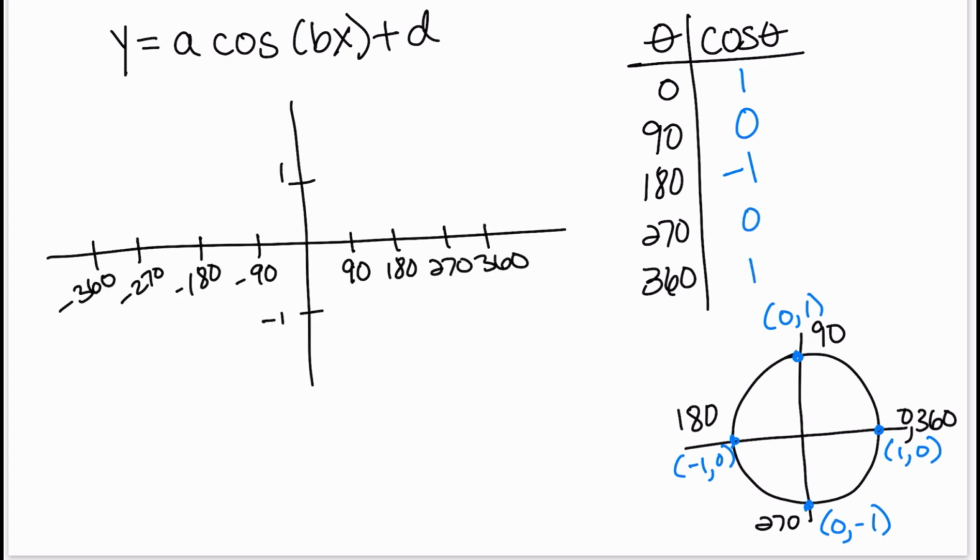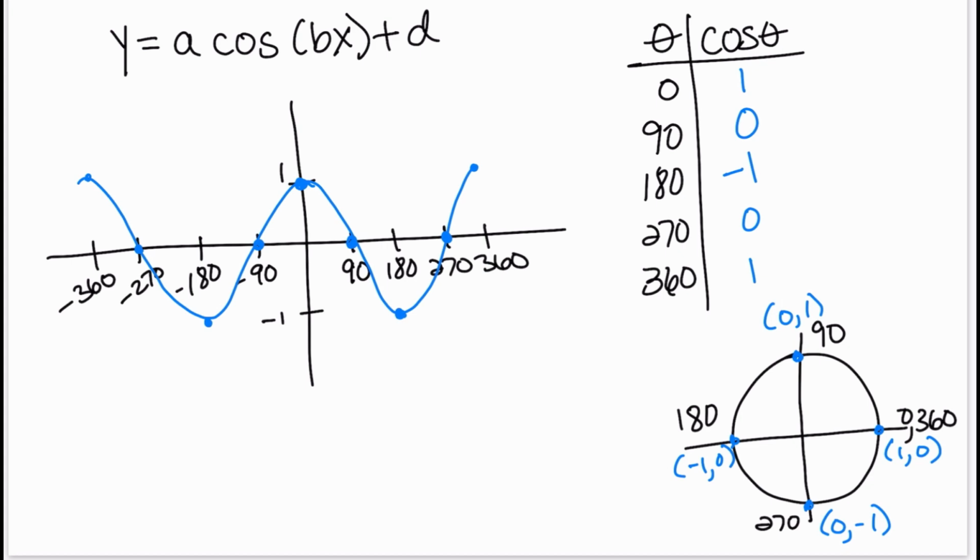So now on my graph, at 0, I'm at 1. At 90, I'm at 0. At 180, I'm at -1. 270, I'm back at 0. 360, I'm at 1. So this is what this part of the graph is going to look like. On the other side, I'm going to do the same thing. I'm going to go to 0, -1, 0, +1. And so this is what my graph is going to look like. Okay, so these are 2 periods of the cosine graph.